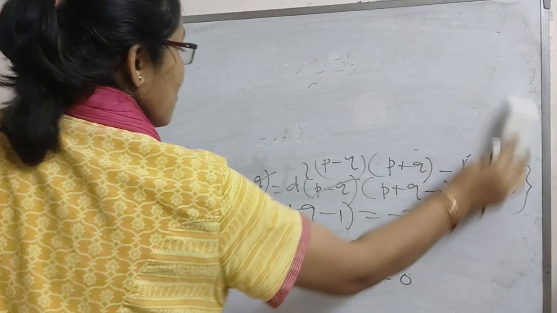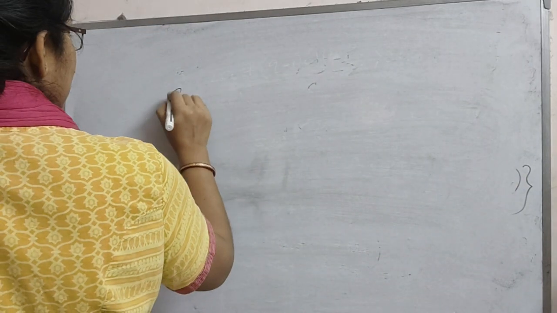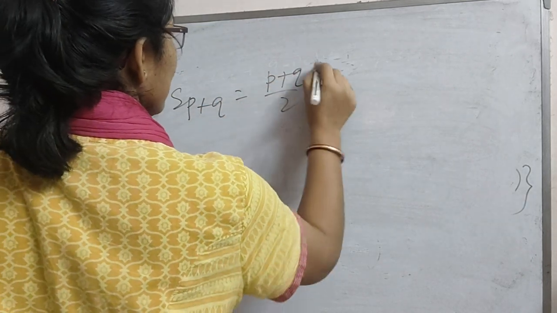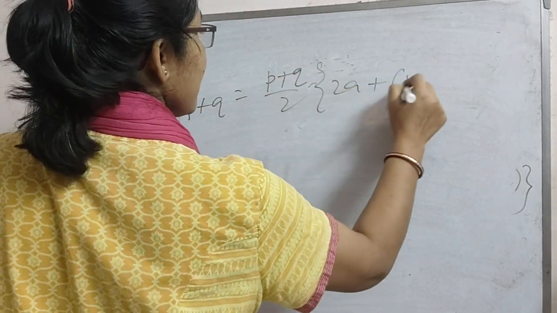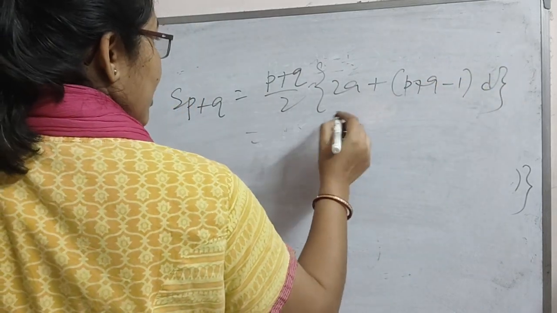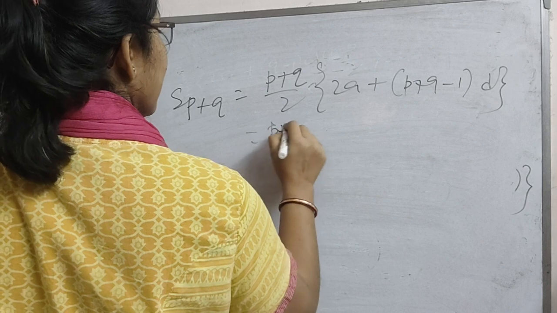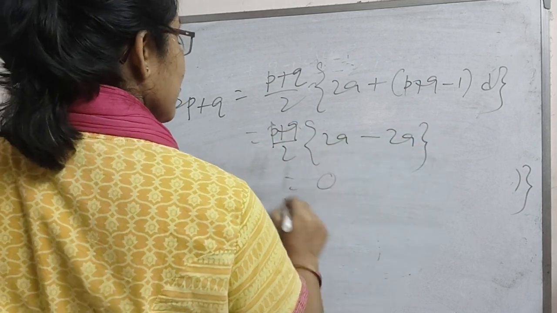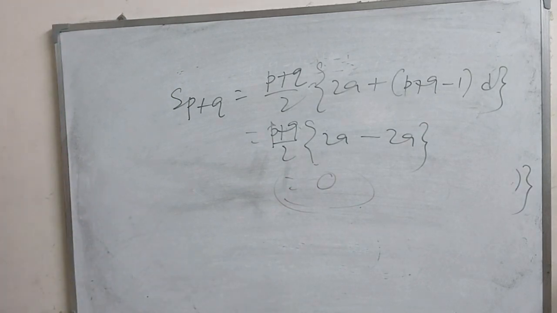We have written (P plus Q) by 2 into (2A plus (P plus Q minus 1) into D). We get this equal to minus 2A plus 2A, so the sum of the first P plus Q terms equals 0. I am ending here.